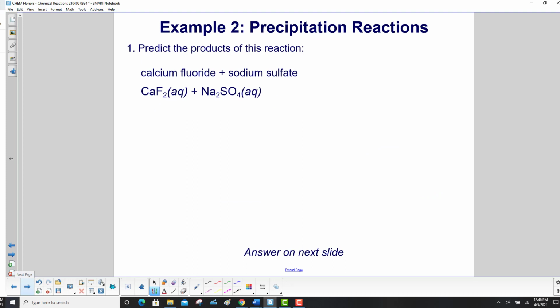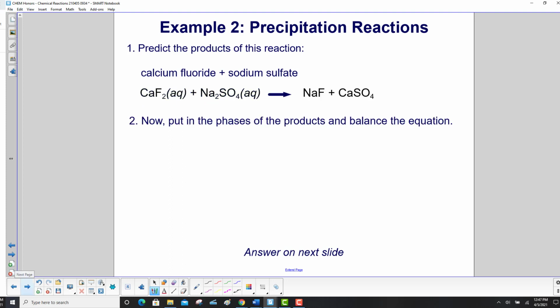Predict the products of this reaction. Calcium fluoride plus sodium sulfate. The answer will be on the next slide. Well, we're swapping anions and cations. So now calcium is going to go with sulfate right there, and fluorine will go with sodium. And we have to make sure the valence numbers line up so we get the right compounds written there.